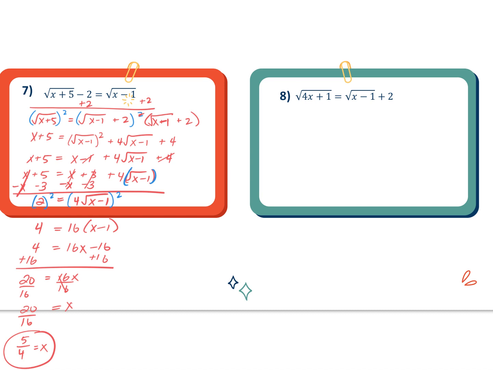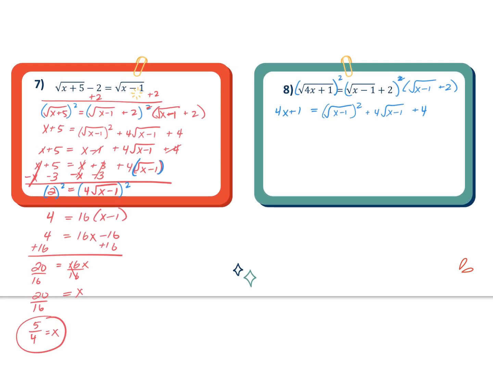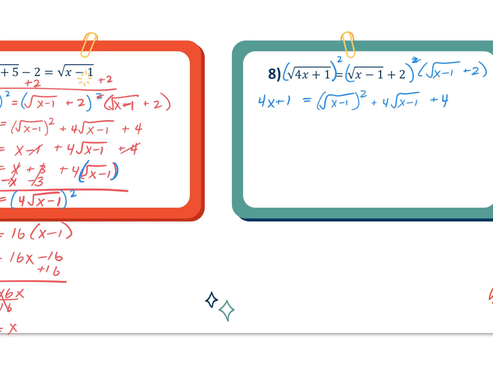So what I'm going to do is I'm going to square the left, and I'm going to square the right. So the left side becomes 4x plus 1, and the right side, remember when I square it, is again square root of x minus 1 plus 2. Let me FOIL that out. It's going to be the square root of x minus 1 squared. It's going to be outer and inner, which is going to be plus 4 times the square root of x minus 1 plus 4. So again, notice it was very similar to the last one, that particular part.